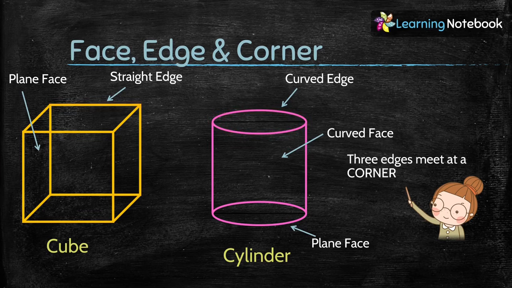Now, what is a corner? Three edges meet at a corner. Therefore, as you can see in this cube, three edges are meeting at a corner. So, this was about face, edge and corner of a solid shape.